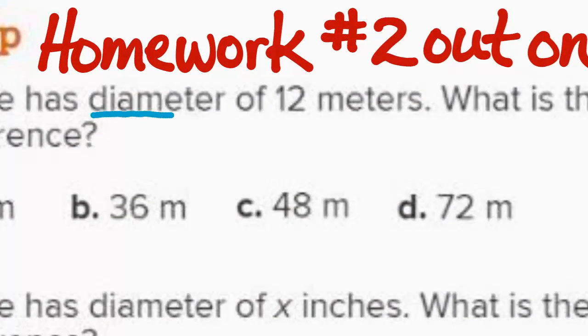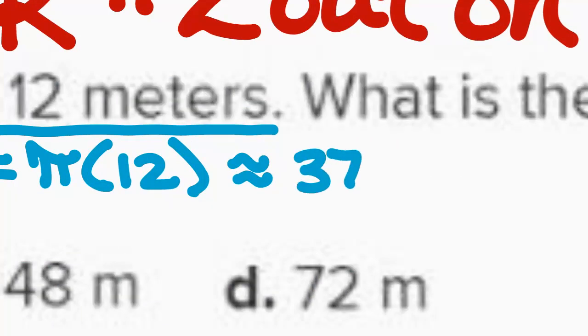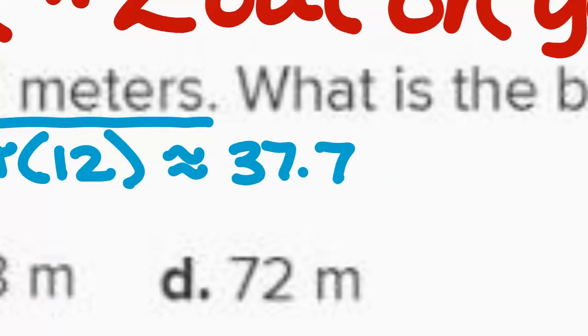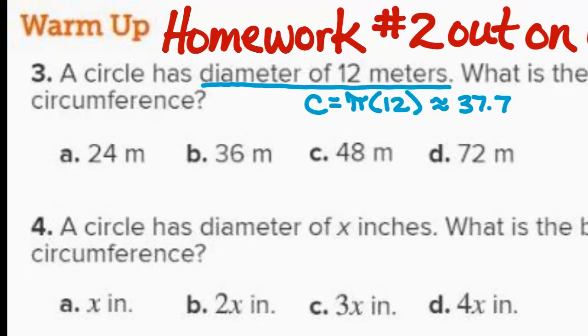On question number 1, it tells me that we have a diameter of 12 meters. So I would take circumference equals pi times 12. When you do pi times 12, you get about what? If you do pi times 12 on your calculator, that's about how big? Yeah, it's right about 37.7. So which one of those answers, A, B, C, or D, is the closest to 37.7? B.